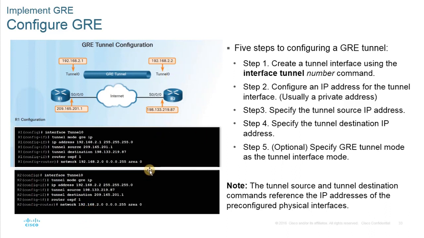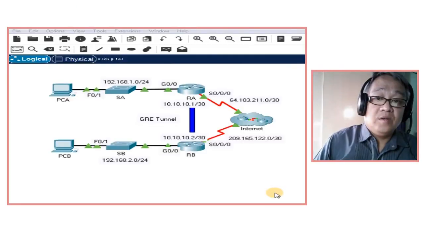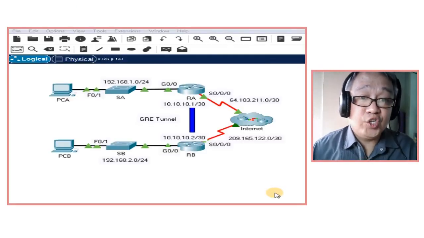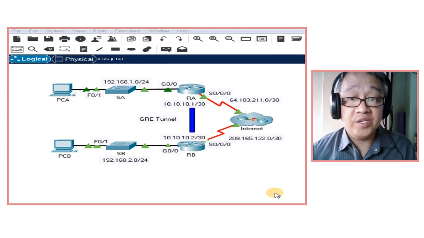Remember, the IP address of the tunnel is usually private, because this is referring to our local area network IP addresses. And the IP addresses assigned on the serial interface of the device are always public, or an IP address coming from the internet service provider. So we have an example GRE implementation here.